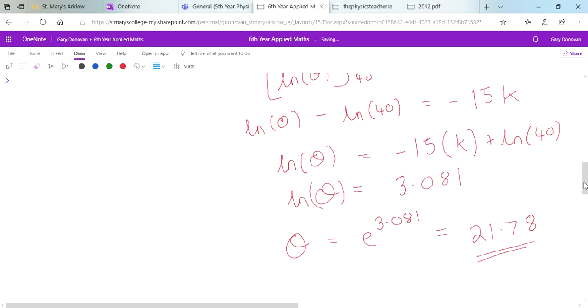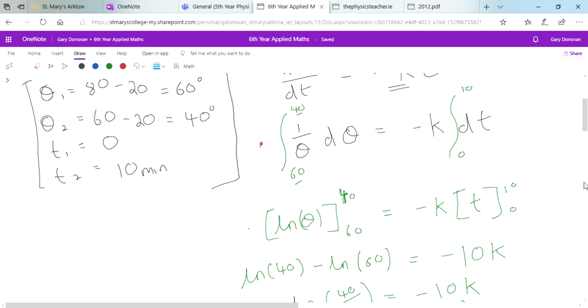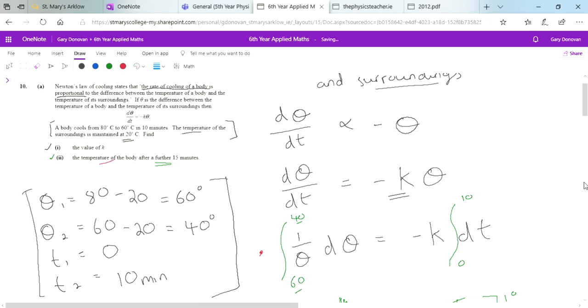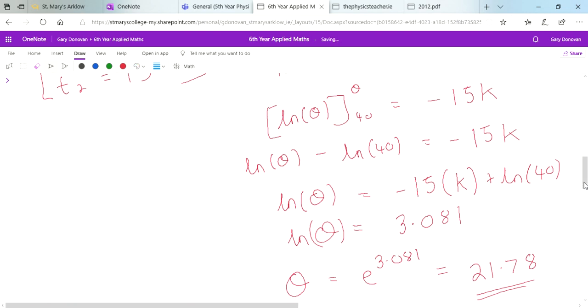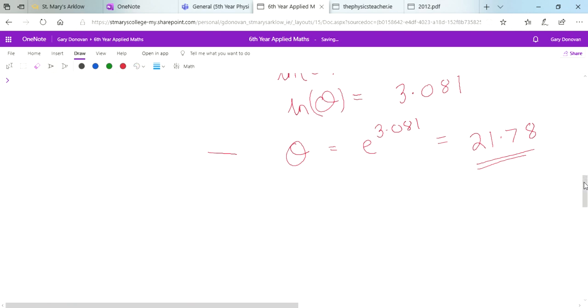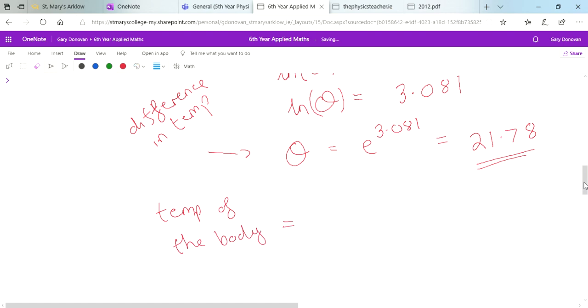Now, you think we're done, you think that's the final answer, but again, they tend to put little tricks in this. So it's the temperature of the body they're looking for. What we've found is theta, and theta, remember, is the difference in temperature. Sorry, I know that doesn't really look very neat. It's hard to write on this. So the actual temperature of the body would be the difference in temperature, which is 21.78, plus the temperature of the room, which is 20. So it's 41.78 degrees, and that's our answer.